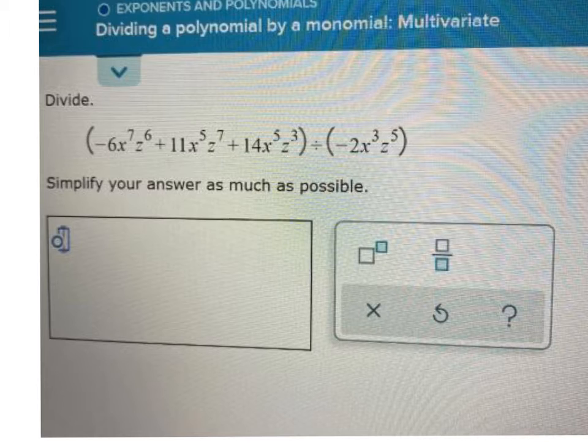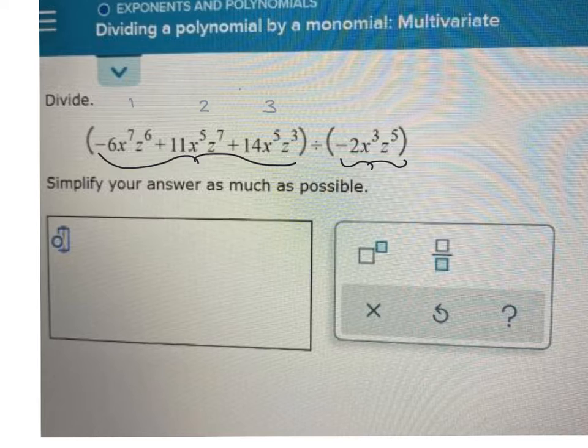Okay, when you're dividing a polynomial by a monomial, so we have a polynomial, a couple of terms like this, and then we have a monomial, which is just one term. So we separate the terms, recall, from the plus and minus signs. So this one has 1, 2, 3 terms.